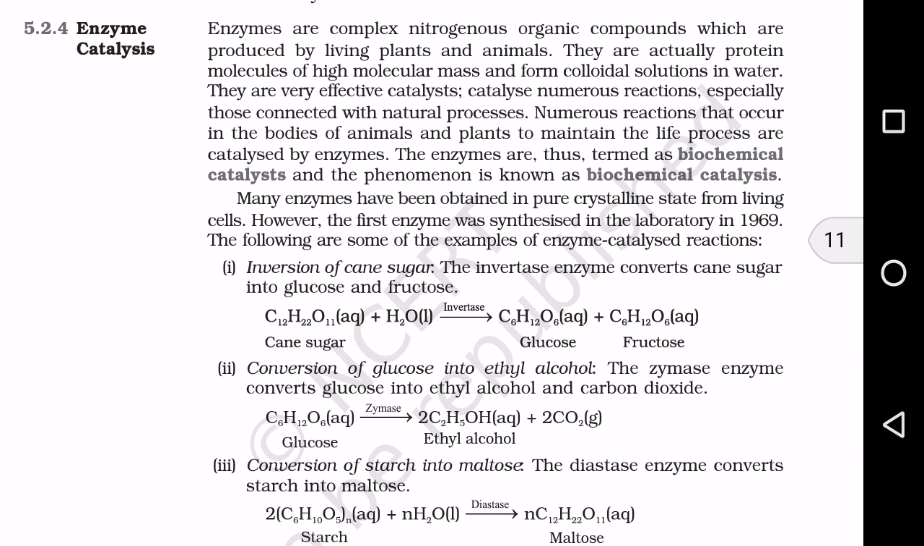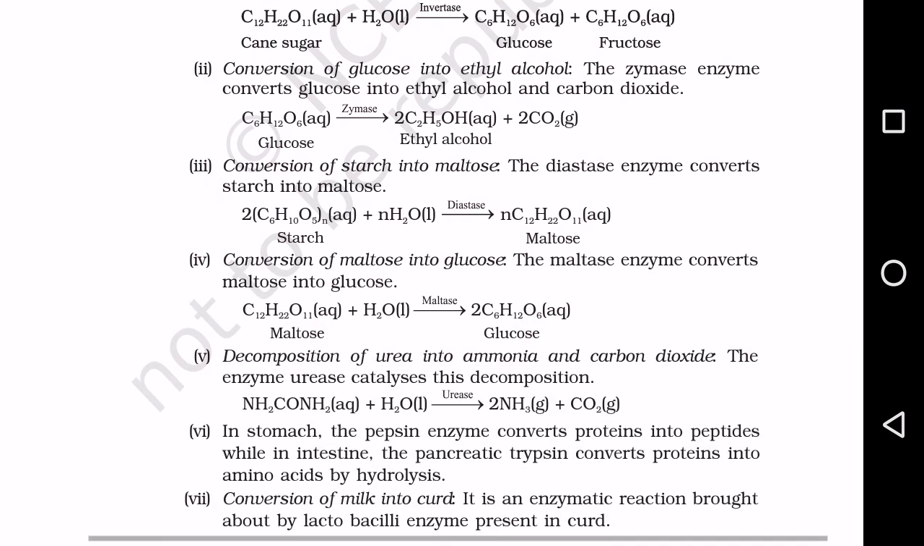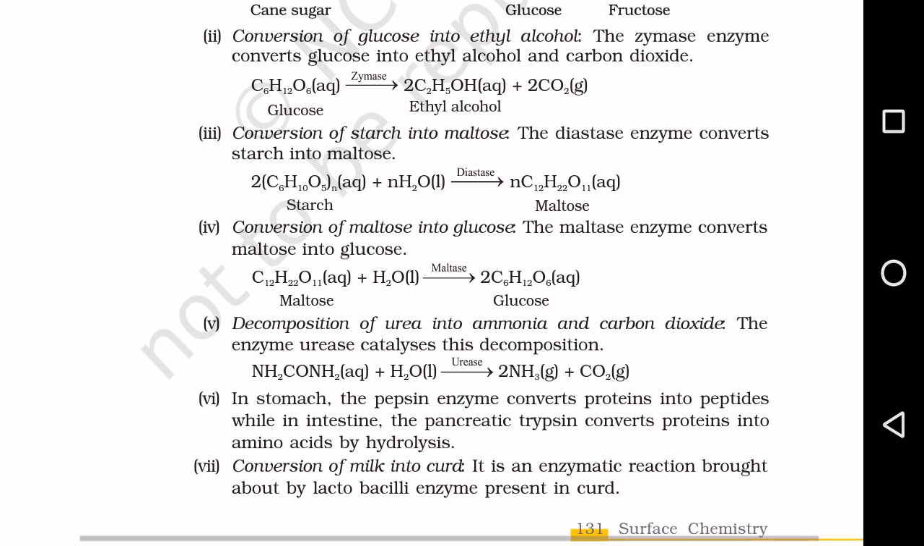The following are some examples of enzyme catalyzed reactions. First, inversion of cane sugar. The invertase enzyme converts cane sugar into glucose and fructose. Second, conversion of glucose into ethyl alcohol. The zymase enzyme converts glucose into ethyl alcohol and carbon dioxide. Third, conversion of starch into maltose. The diastase enzyme converts starch into maltose.